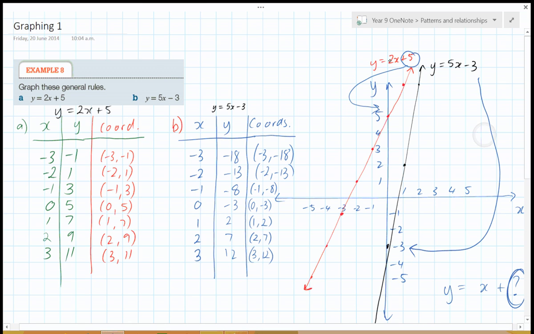Alright, let's look at the other number that we have in front of x. So if we look at this number in front of x here, what's that showing? How does that relate to our graph?